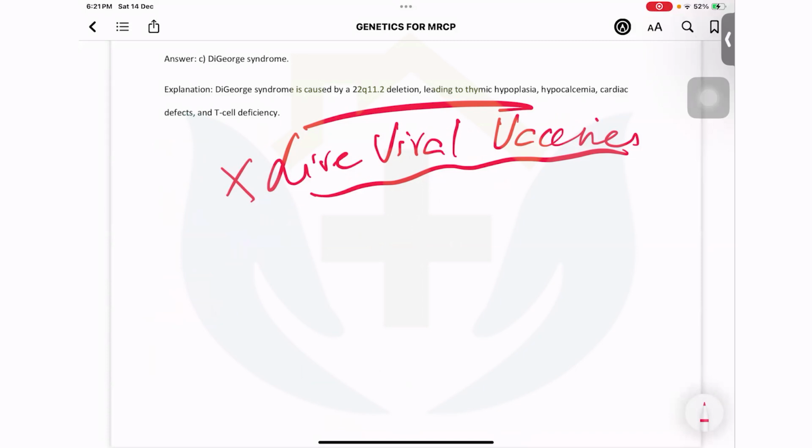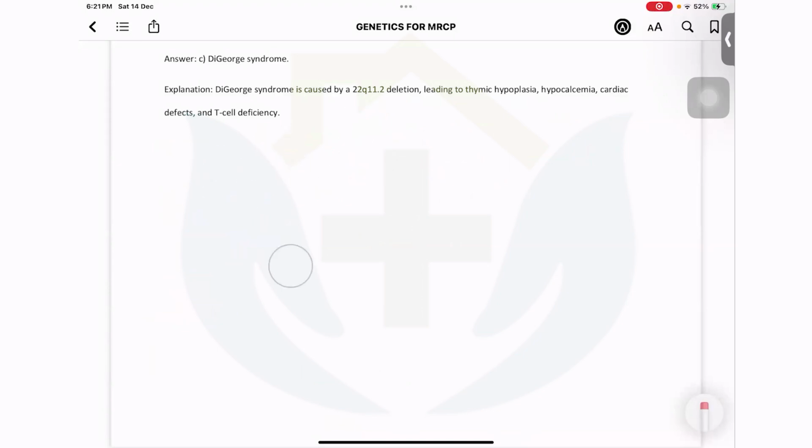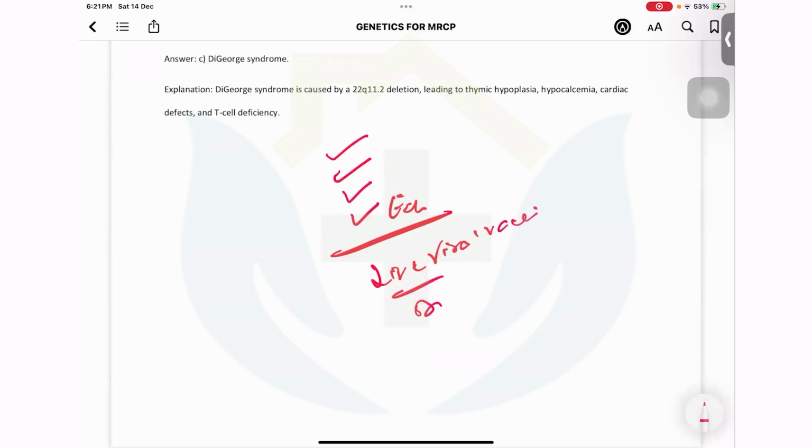So this is what is important from an MCQ point of view: you need to identify the syndrome from the facial features, from CD4, CD8 cell counts, from hypocalcemia, congenital heart defect, echocardiogram, and along with that, you do not give them any live viral vaccines. This is important. So that is DiGeorge disease caused by microdeletion on chromosome 22 long arm q11.2.